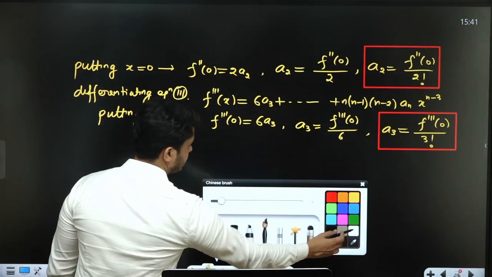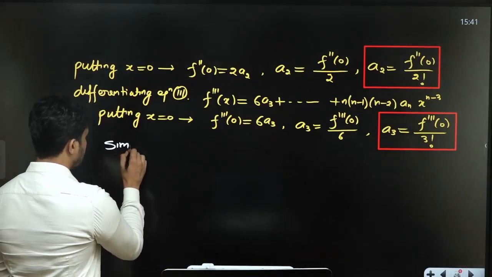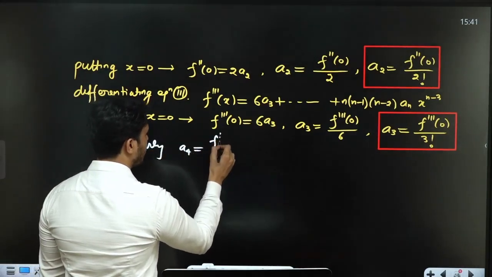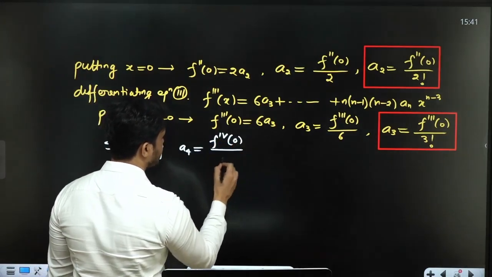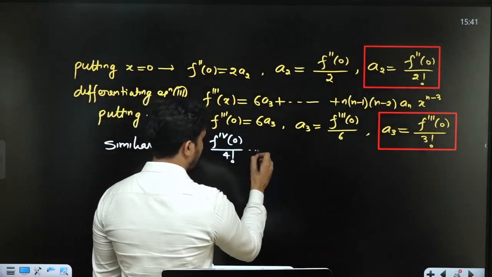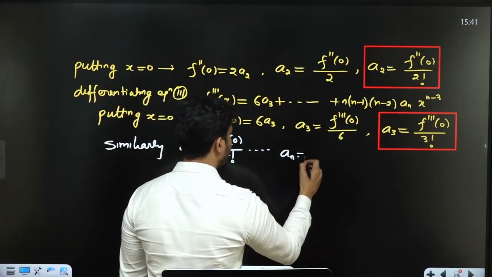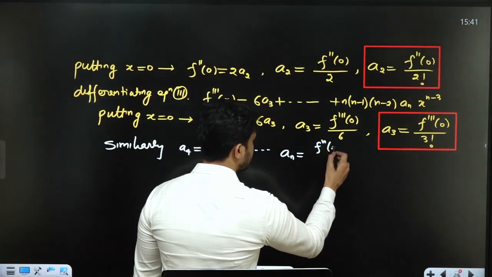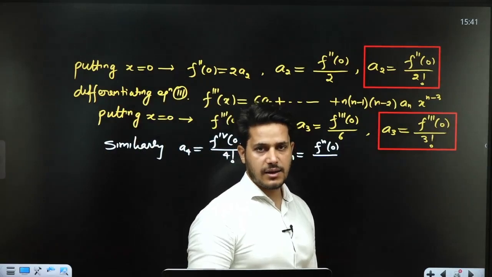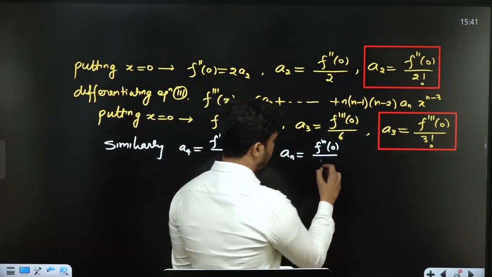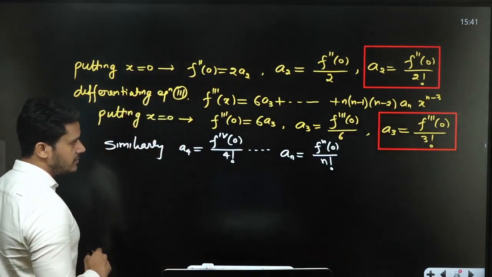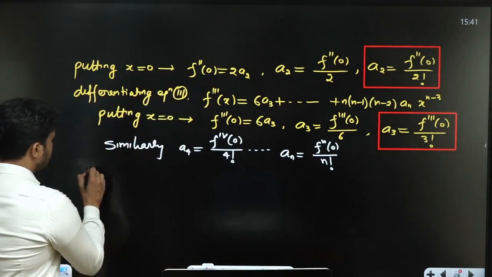Similarly a4 will be f4 factorial at x equal to 0 upon 4 factorial, and so on. At last an will be fn 0, means derivative of the function n times at x equal to 0 upon n factorial. इस तरीके से लिख देंगे इसे, equal to 0.